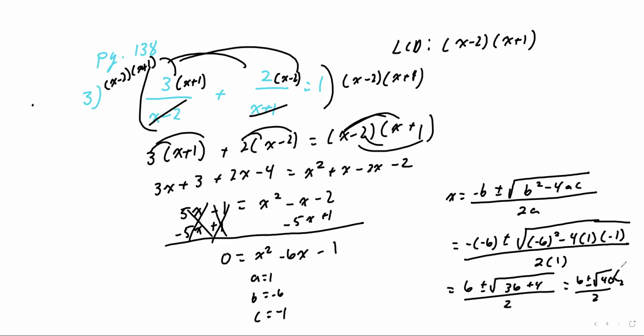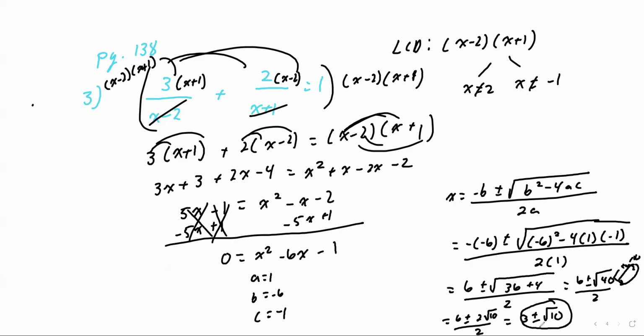40 breaks up into 2 and 20, 2 and 10. There's two 2's there, so I get 6 plus or minus 2 square roots of 10 over 2. Simplify both sides, so I now get 3 plus or minus the square root of 10. Again, verify what x cannot be. x cannot be 2 and x cannot be -1. Well, 3 plus or minus the square root of 10 is neither one of those answers, so there's your final answer.